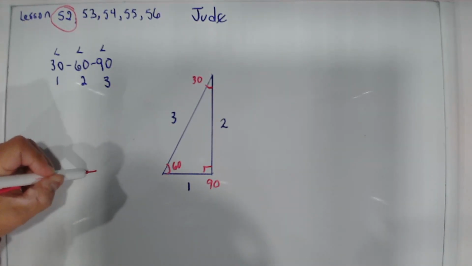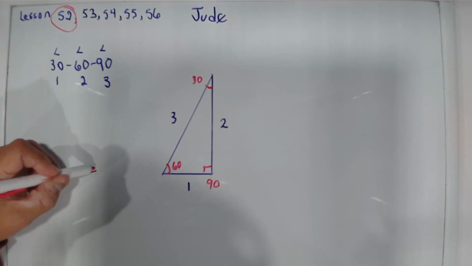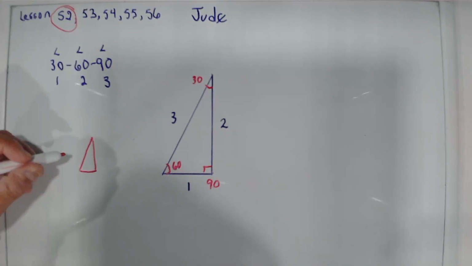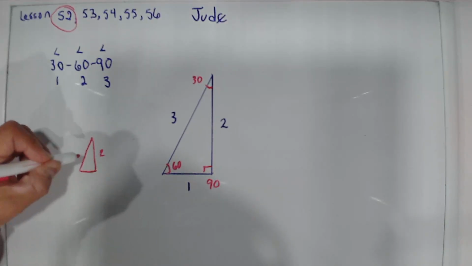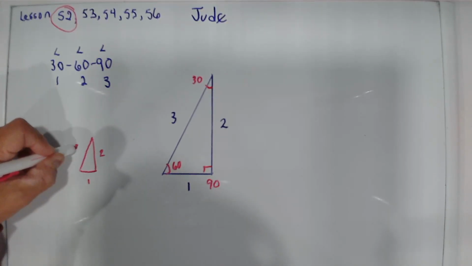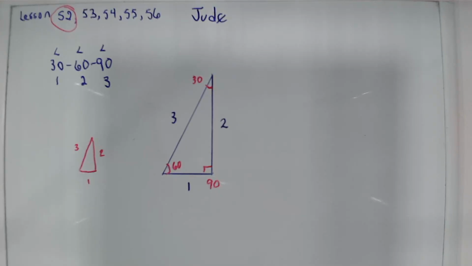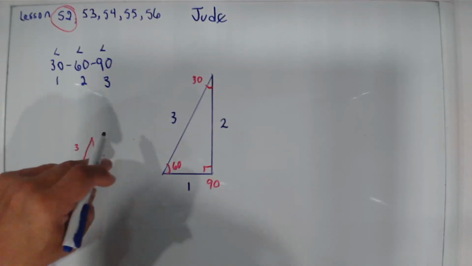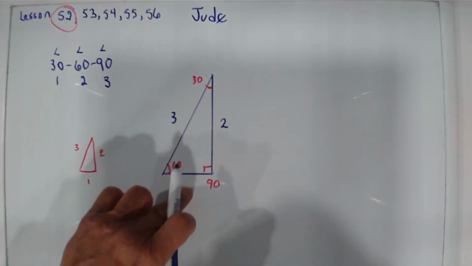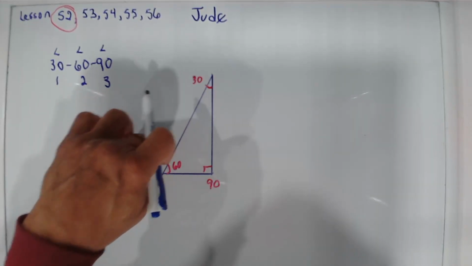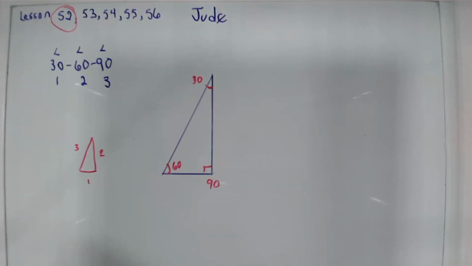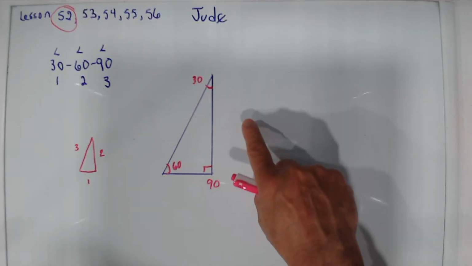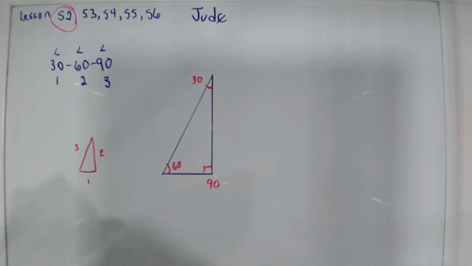So knowing that, we could draw a similar triangle, and let's draw that over here, but a smaller version. And this is kind of rough. And we're going to call this 2, 1, 3. So we already know that this is the 30, 60, 90 triangle with these proportions. So let's say that the value here is 5.